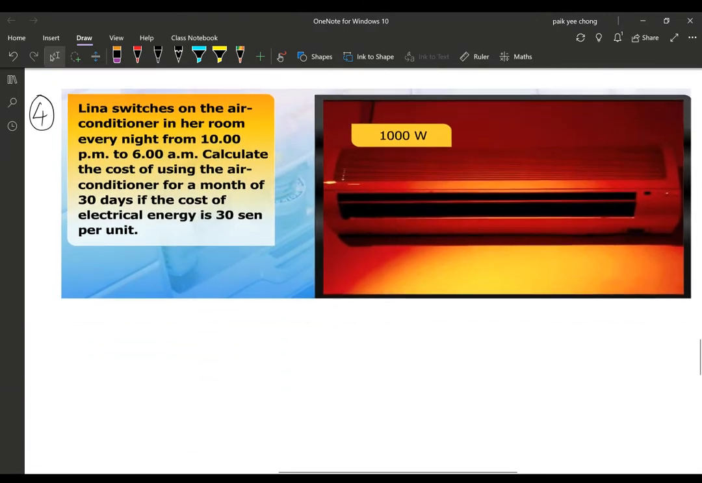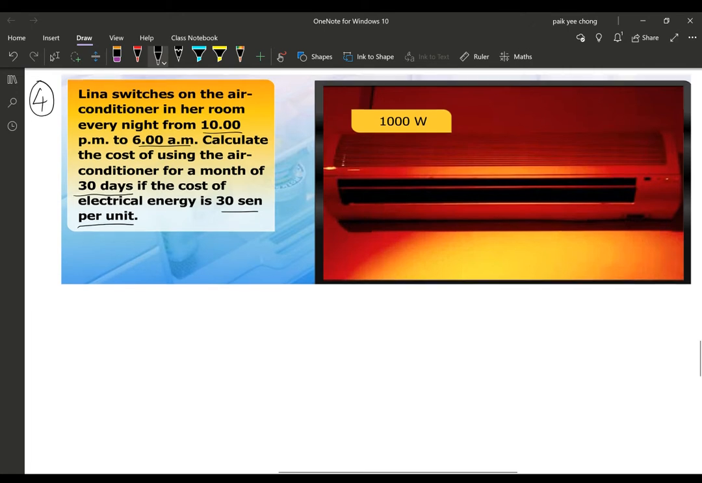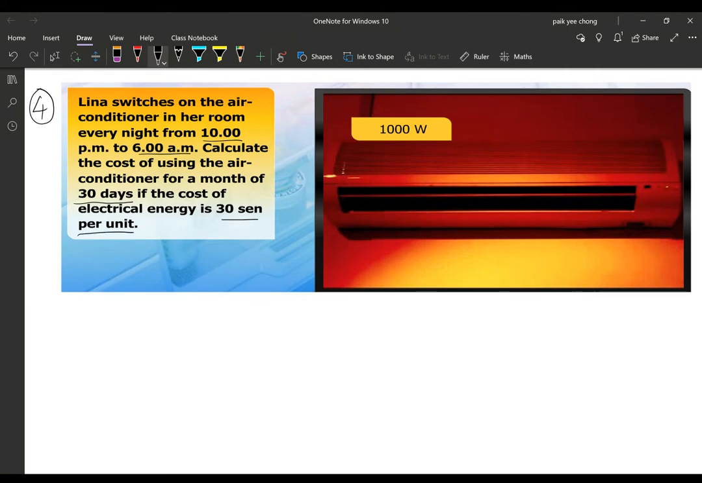Okay, Lena switches on the air conditioner in her room every night from 10 p.m. to 6 a.m. Okay, now watch. This is the duration of time that she uses the aircon. Calculate the cost of using the air conditioner for a month of 30 days if the cost of electrical energy is 30 cents per unit. Okay, so don't worry, it looks like a long question, but actually there are only 2 parts. So you first of all find the energy used.